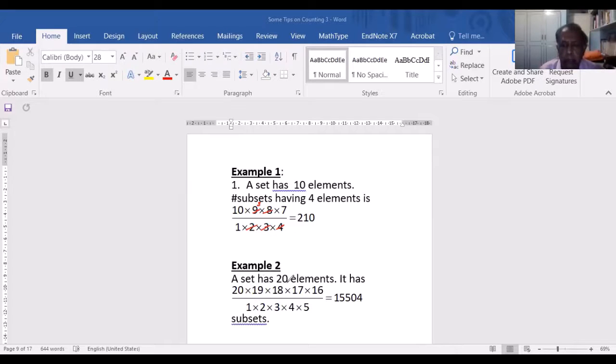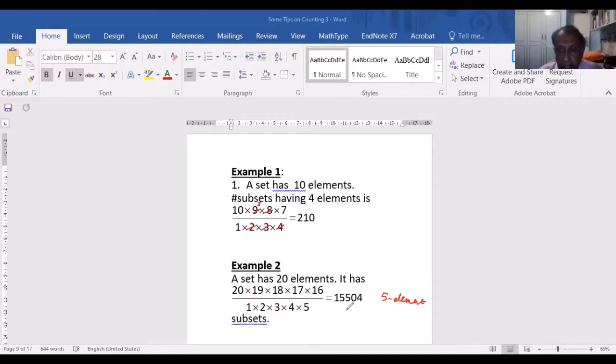There's another one. This is an example where we have to use a calculator. A set has got 20 elements, right? How many subsets does it have having 5 elements? So I should have been a little clearer. I'm going to call it 5-element subsets. There's an error in the way I'm saying the statement.